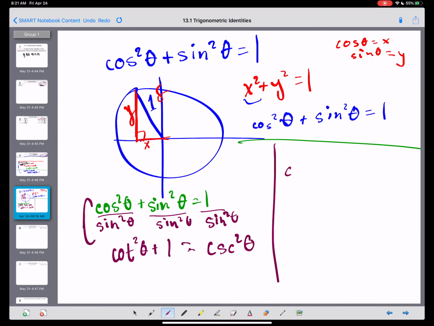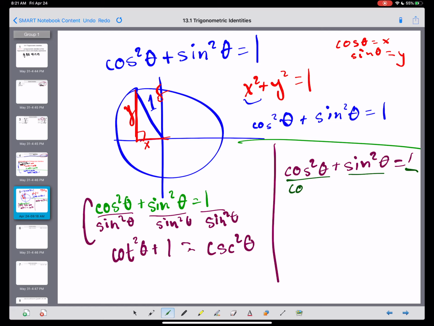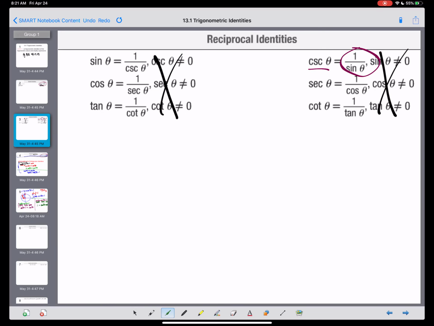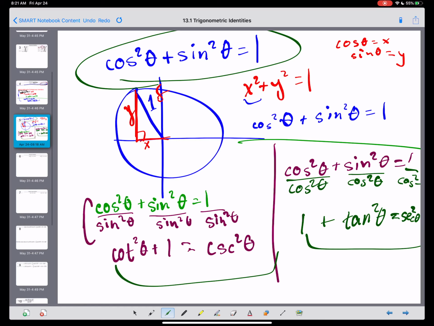Now I can do a very similar thing. If I start off with cosine squared theta plus sine squared theta is equal to 1, and instead of dividing by sine squared, I divide everything by cosine squared, cosine squared over cosine squared is 1, plus sine squared over cosine squared is tangent squared, is equal to 1 over cosine squared, which is secant squared. That's just me using the quotient identity and the reciprocal identities, just like I did over here, but now I have different identities. So that's how you get the other two. You have to for sure memorize this first one, and you can get the other two by applying your identity rules. All right, next slide.